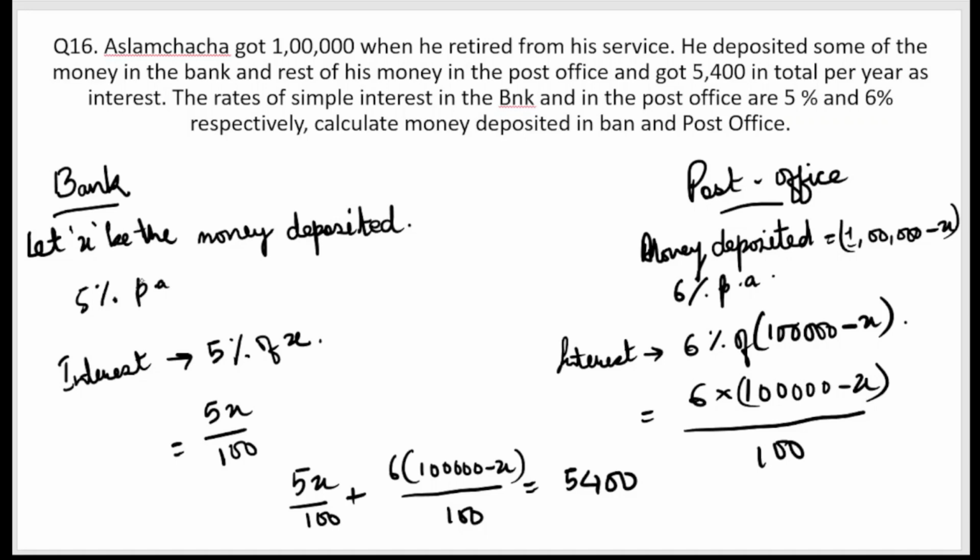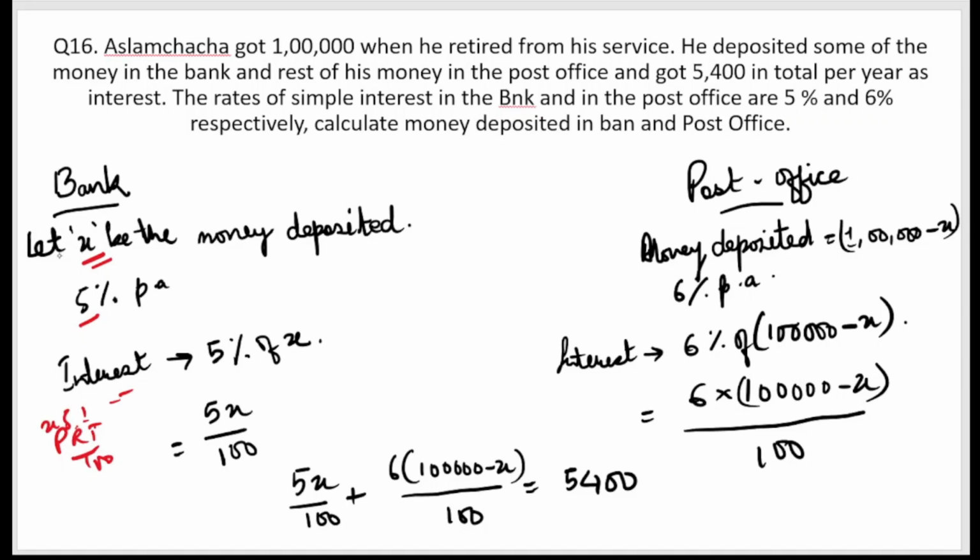Bank र post office मा कति पैसा deposit गरेको थियो 1 lakh मा, I don't know. So I assume that let X be the money deposited in the bank. So X is the principal for the bank, rate is 5% per annum, so interest will be 5% of X, that is for 1 year, after 1 year. So this comes from the formula PRT over 100 where principal is X, rate is 5 and T is 1 year. Okay, I have not written 1 over here.